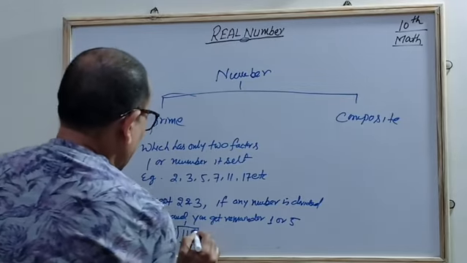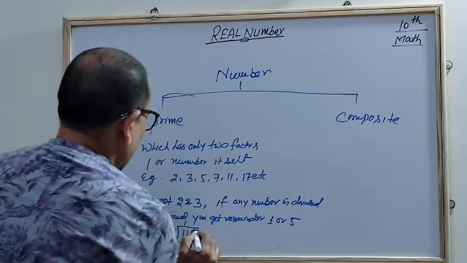So boldly we can say that 119 is a prime number, correct? That way you can find out the prime number. The next is the composite number.